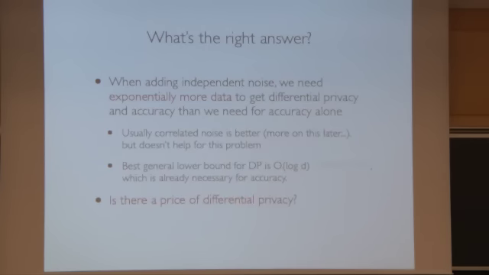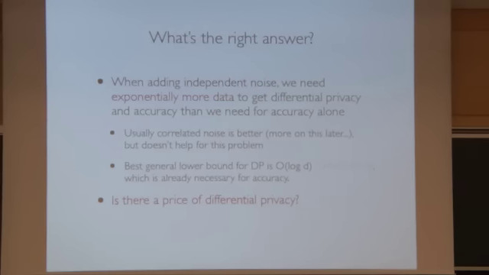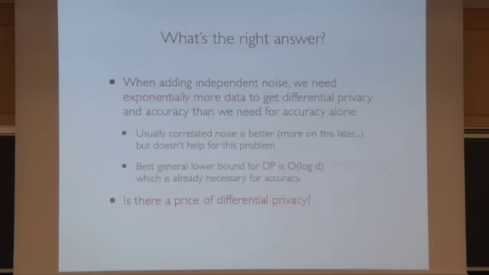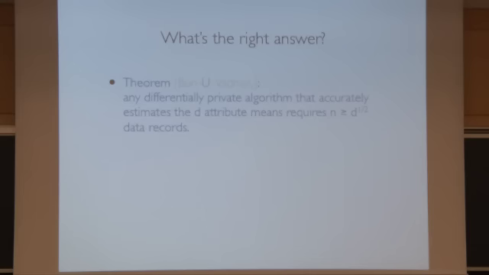So as I said, there are lots of algorithms for solving this type of problem in differential privacy that are more sophisticated. They don't seem to help for this problem. And on the negative side, the best lower bound only seems to tell us that we need log d people in the data set to get differential privacy. But you probably already had log d people in the data set. So what I really want to know is, is there a price? Do I need more than log d people to get differential privacy and compute the attribute means of the data set? And it turns out the answer is yes.